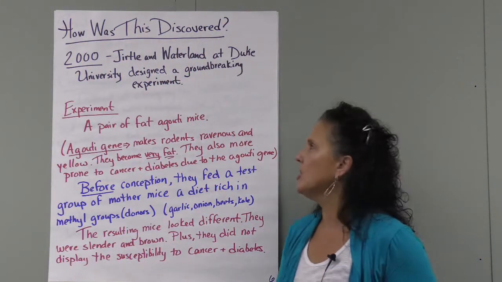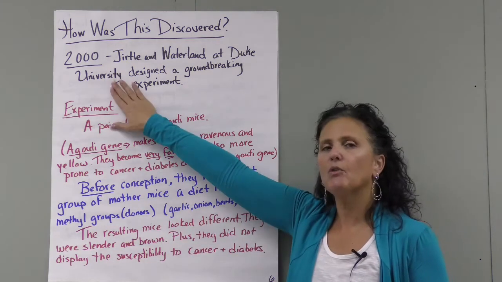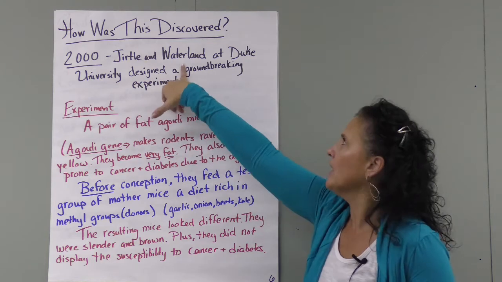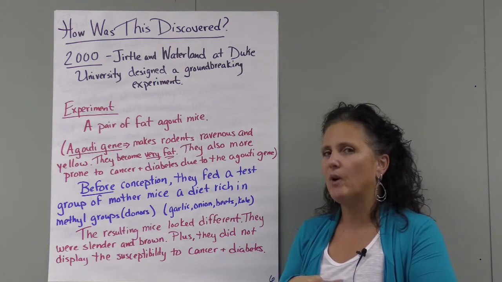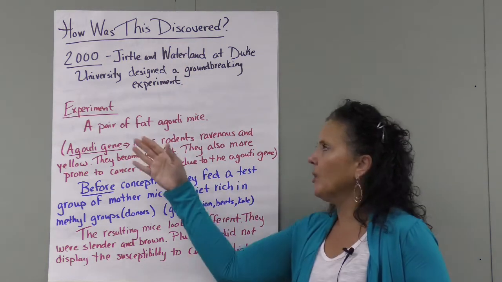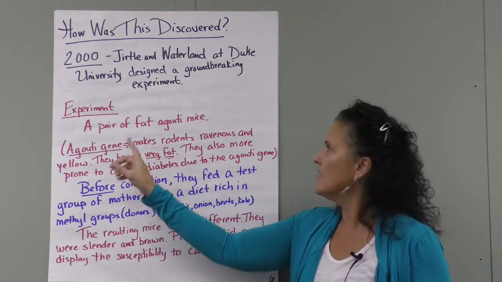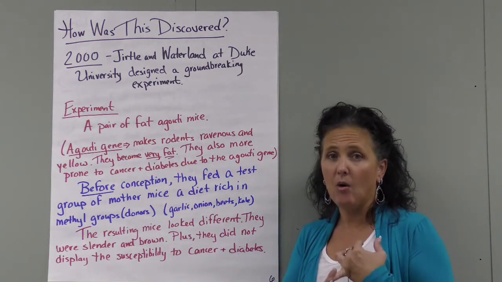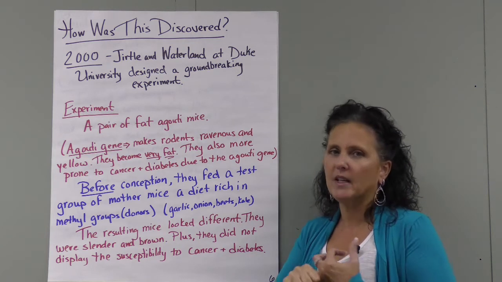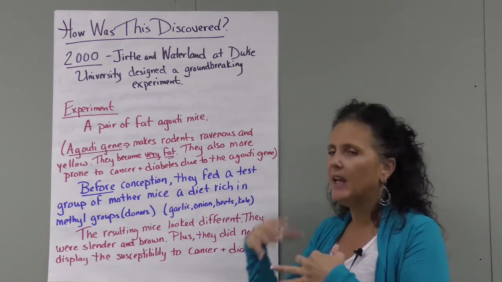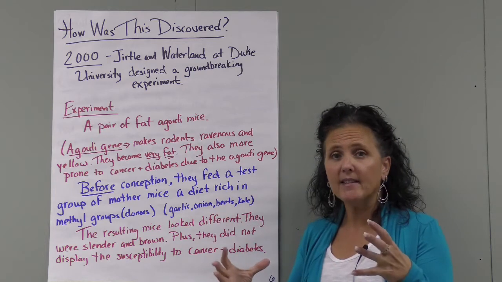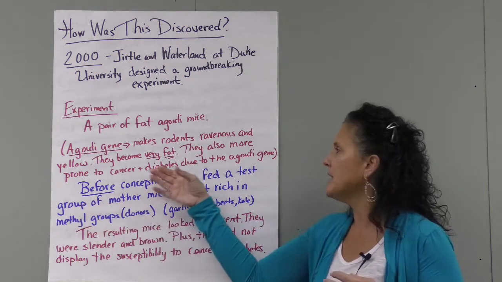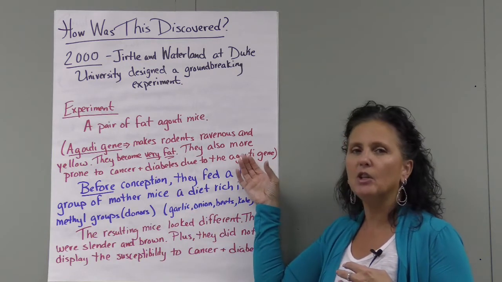Who discovered epigenetics, right? So in the year 2000, we have two scientists at Duke University, Jirtle and Waterland were their last names, and they designed this groundbreaking experiment. They started with what are called agouti mice. And agouti is a gene that makes these mice yellow. They have yellow fur, and they have an insatiable appetite. They eat and eat and eat, so they're super fat and they're yellow, and the gene also makes them more prone to cancer and diabetes because of that agouti gene.